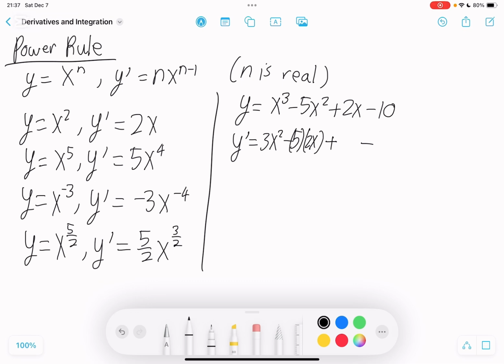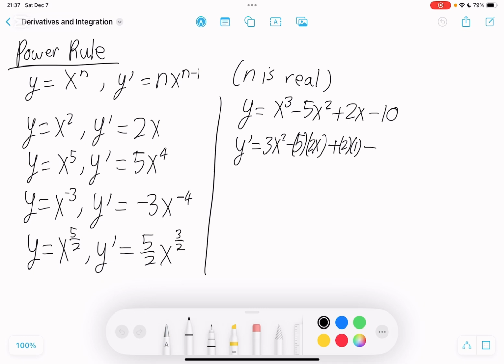For this term, you do the same. You leave 2 alone because it's a constant. You find the derivative of x, which is just 1. And then you find the derivative of 10, which is, what is it? Yeah, it's 0. So the derivative is 0. Now you simplify everything. This is 3x squared minus 10x plus 2, and that is the answer.